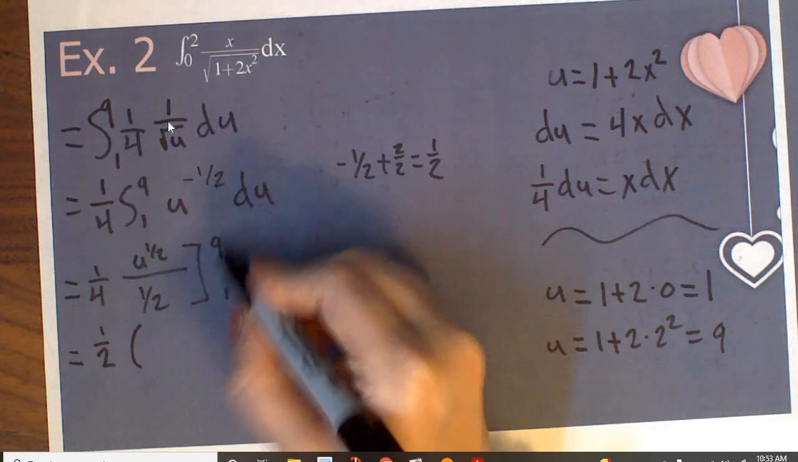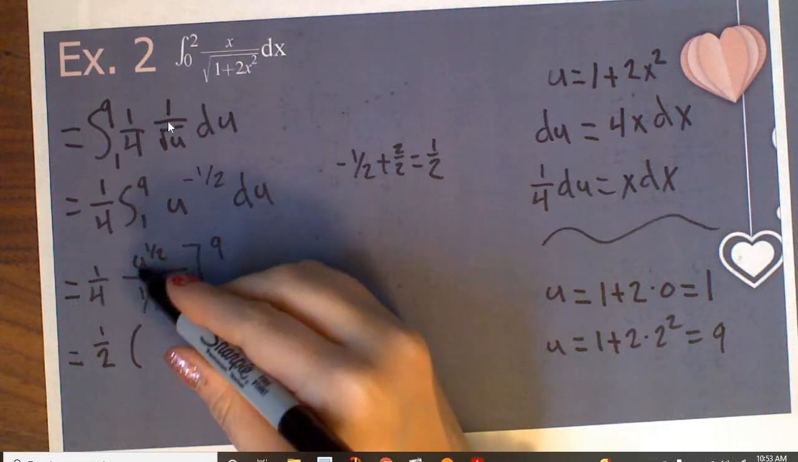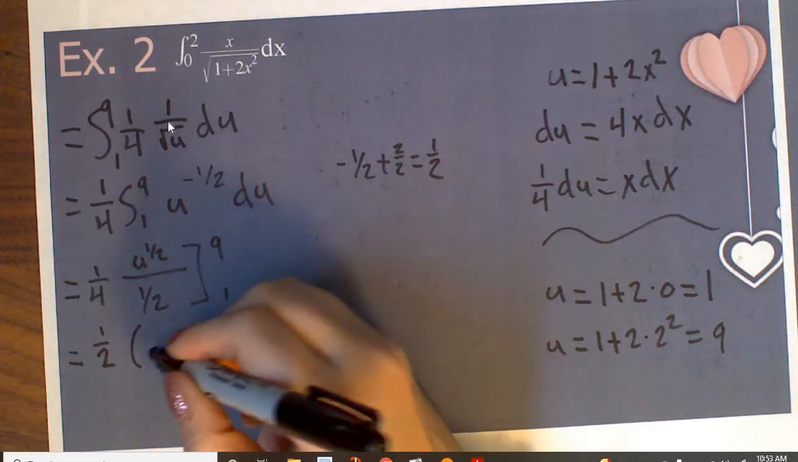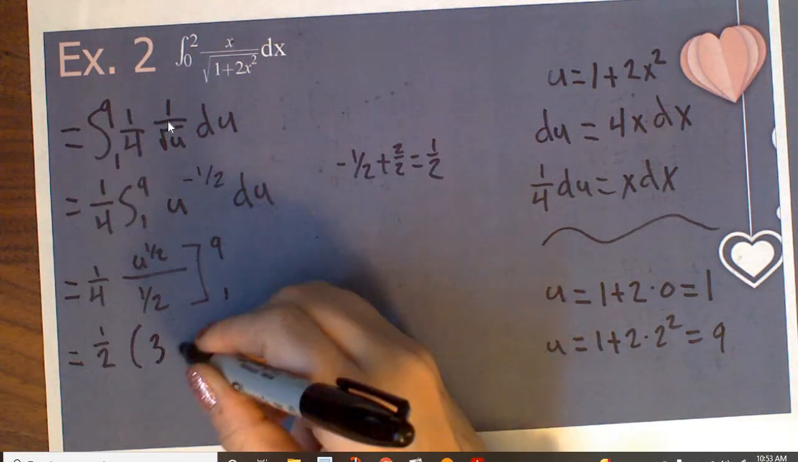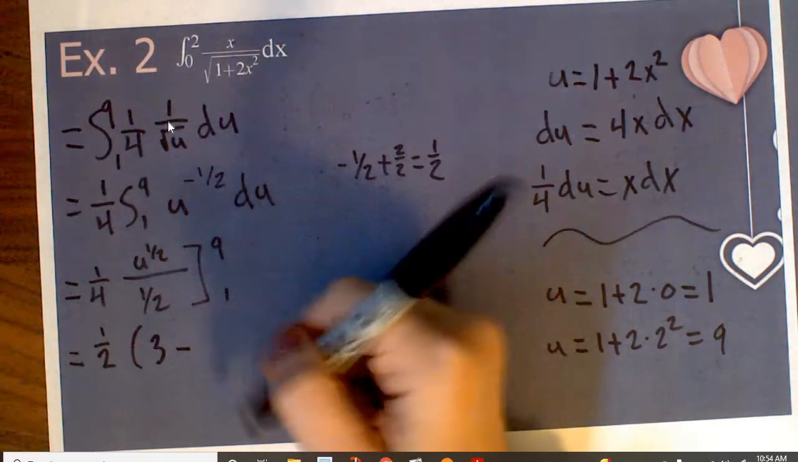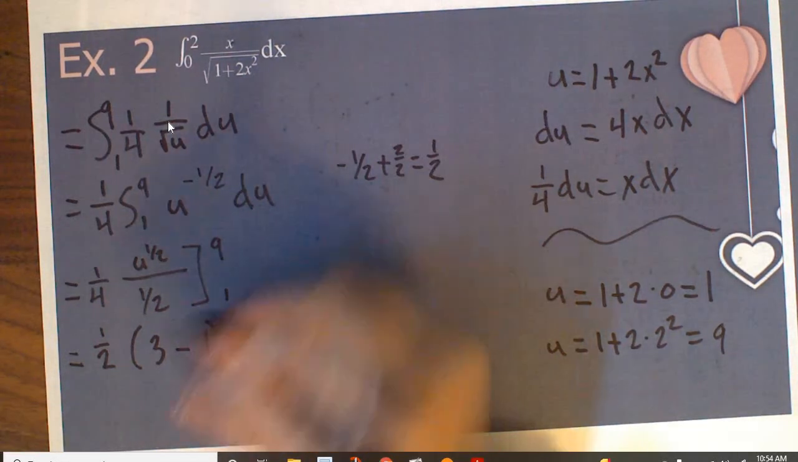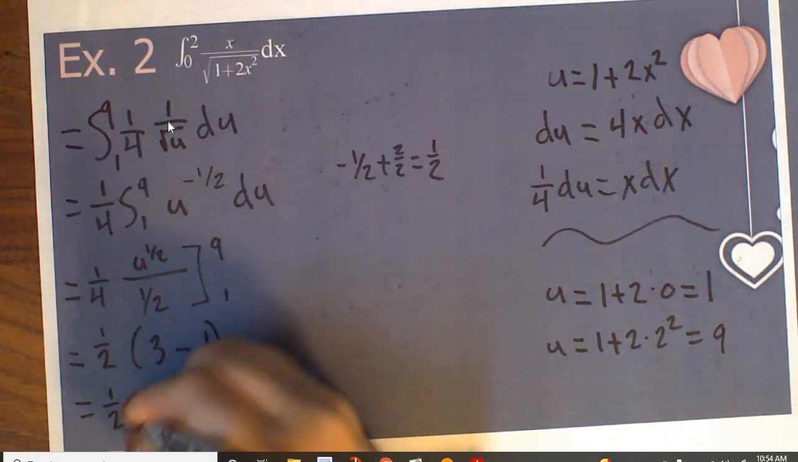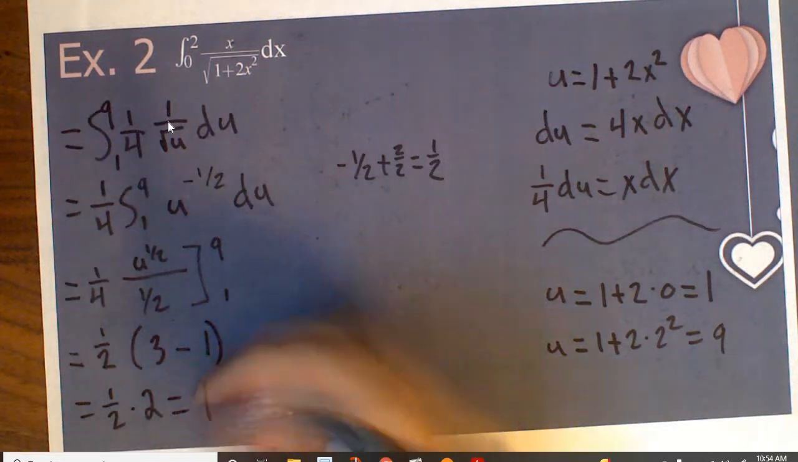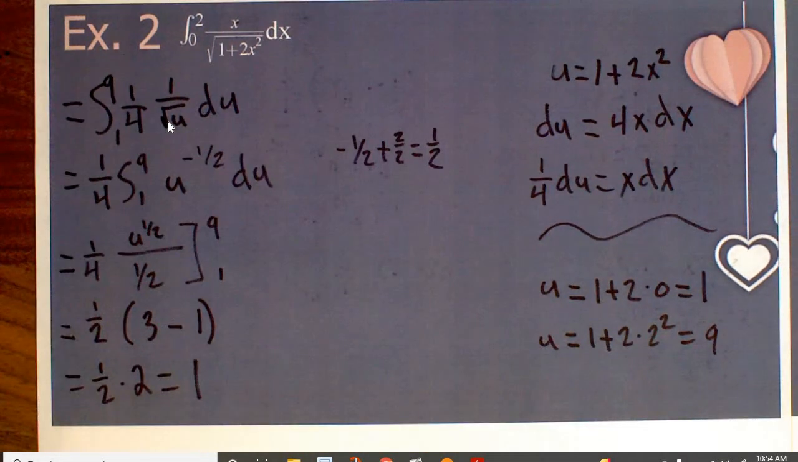And then I'm going to plug in 9. Well, 9 to the 1/2, which is the same thing as the square root, is 3. And then 1 to the 1/2, which is the same thing as the square root, is 1. So this gives us 1/2 times 2, which is 1. And so that's the answer.